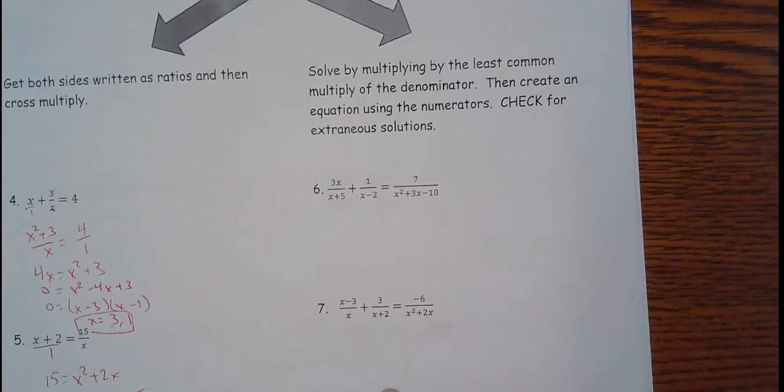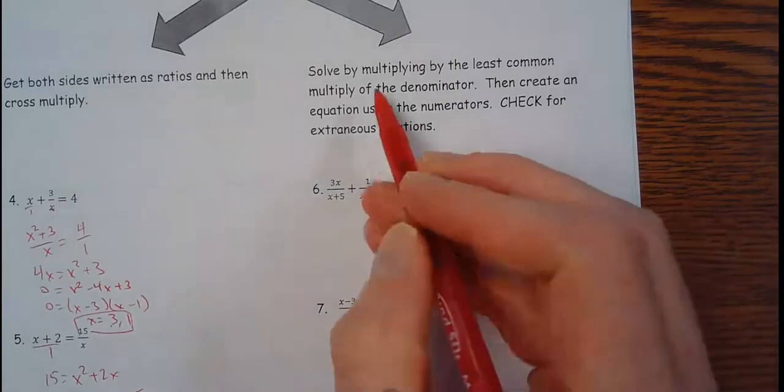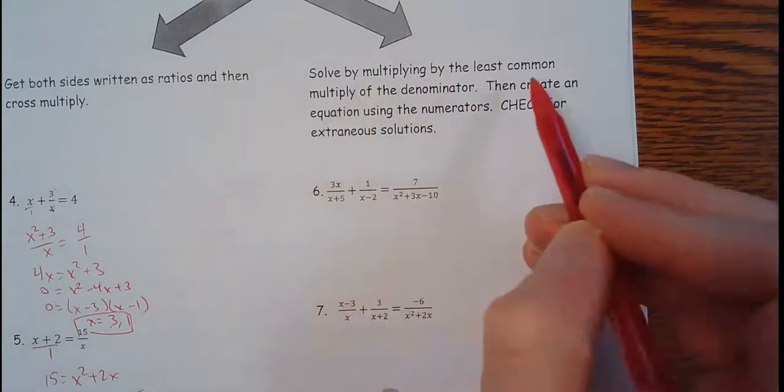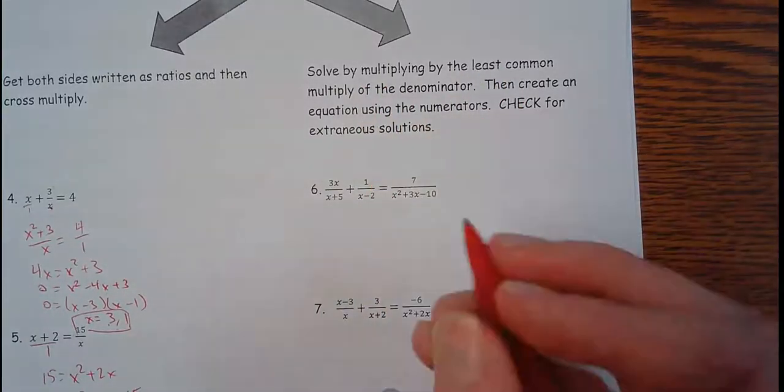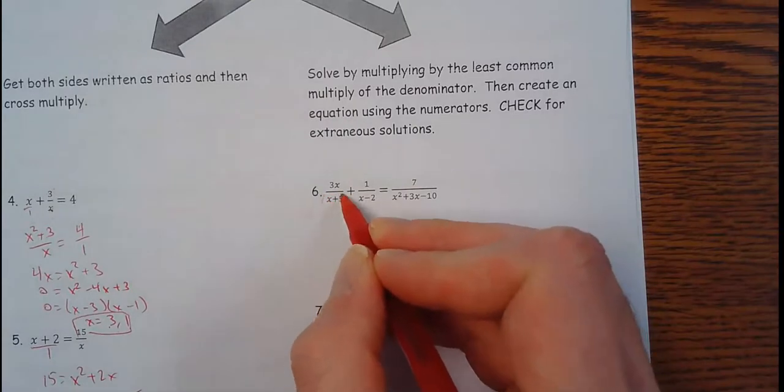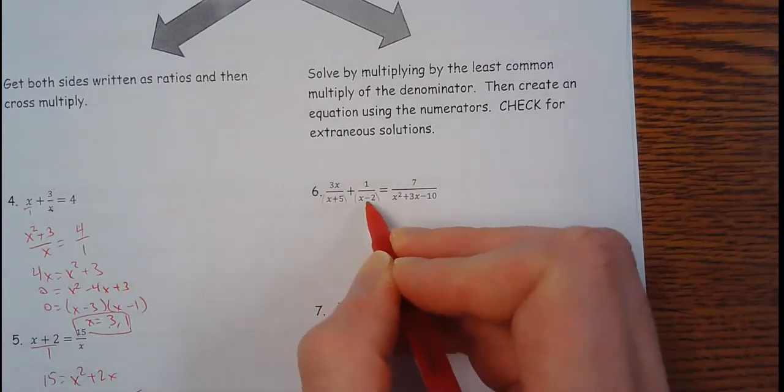Now on this side, we're going to go about this route. We're going to do it this way. We're going to solve by multiplying by the least common multiple of the denominator. So what is the least common multiple? What's important, x plus 5 and then x minus 2, those would be factors.